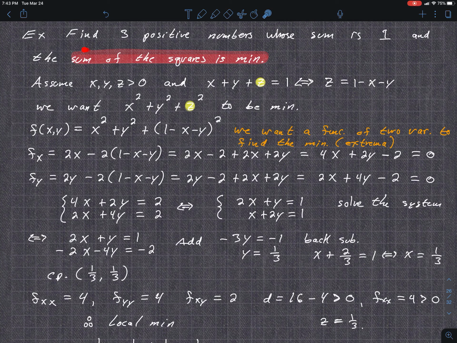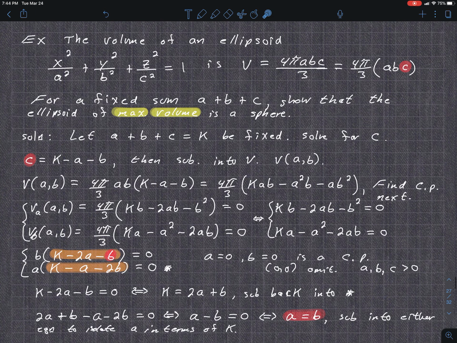So it tells you what the function is that you're maximizing or minimizing. Here it's the sum of the squares. But this has 1, 2, 3 variables. Our second partials test is only used with 2 variables. So you need to take your constraint, which was the sum is 1, solve, and substitute in. It's a standard look to them. And then let's go back to this one. Find the volume of an ellipsoid. Okay, so that's just an ellipsoid. Here's the volume. For a fixed sum, show that the ellipsoid of maximum volume is a sphere.